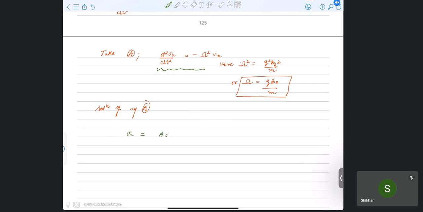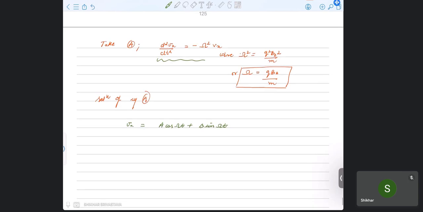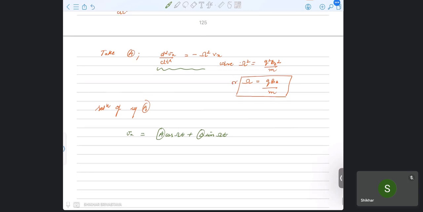A cos omega t plus B sine, right? Now we need to find what A is and what B is. Similarly, Vy is what? Vx is this, and Vy is what?